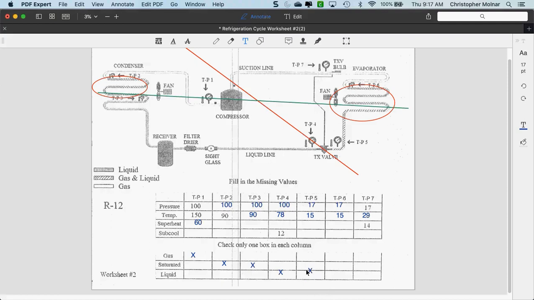Okay, so for TP5, you'll notice I put it in the middle between saturated and liquid because it could be considered the start of the saturated. It could be considered a low pressure liquid, and it's also called flash gas.